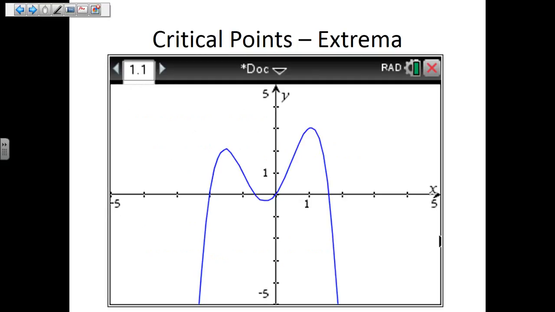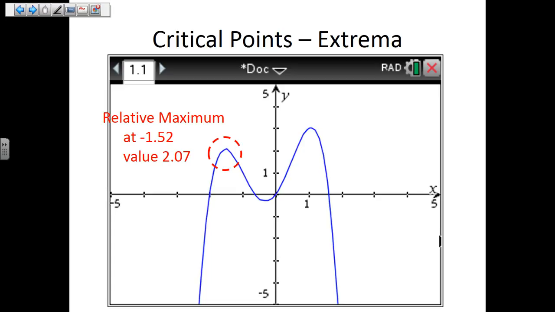So let's take a look at another graph, and we want to decide where are the critical points, where are the extrema of this graph. And we see that there is a relative maximum at negative 1.52, and that relative maximum value is 2.07.